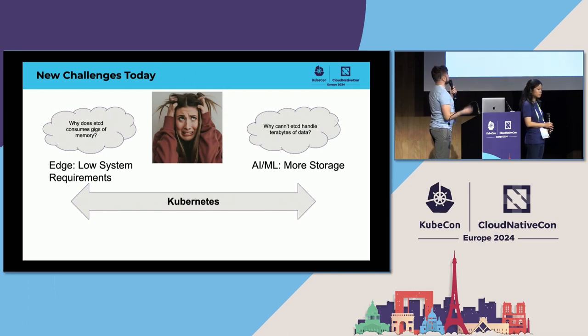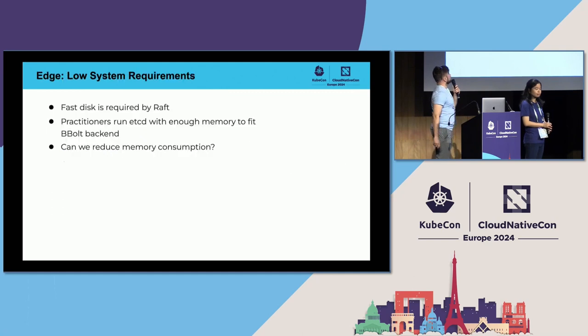So nowadays, people face new challenges with etcd and Kubernetes. On one hand, we have systems that are trying to go for as minimal requirements as possible, for example Edge or some systems with special requirements, embedded maybe. And AI/ML, where people just want more storage for their special workloads. Let's dive in a little bit more here.